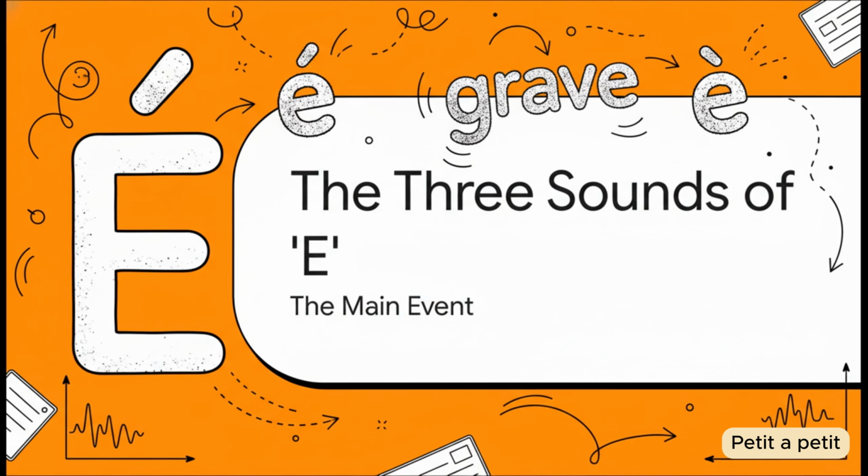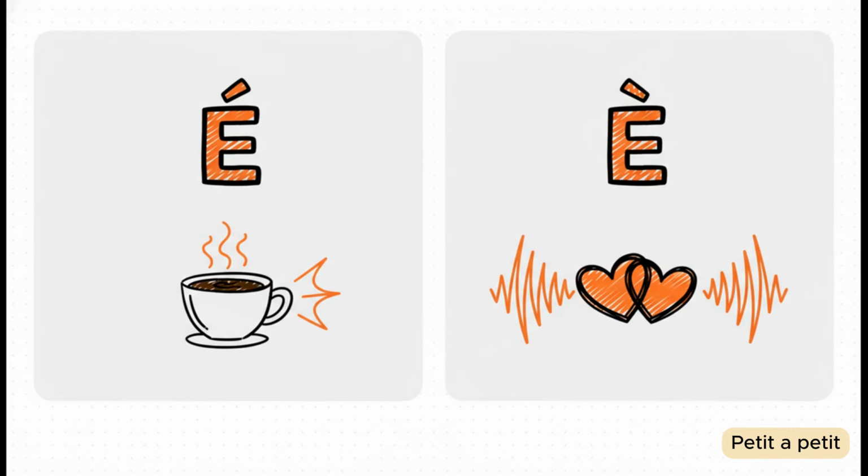Well, let's tackle the big one right away, the one that causes the most confusion, the letter E. French has not one, not two, but 3 different accents just for this single letter, and each one completely changes how it sounds. Okay, the best way to get this is just to hear it. On one side, we have the accent aigu. It gives you that bright, closed A sound. Think of the word café.